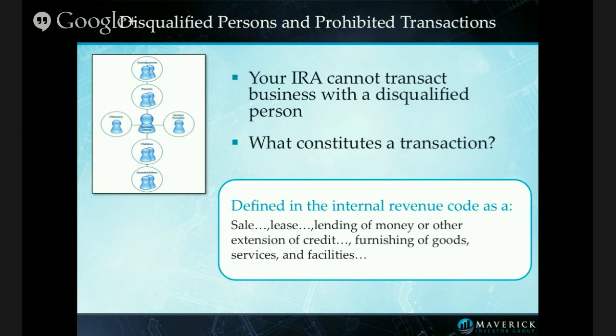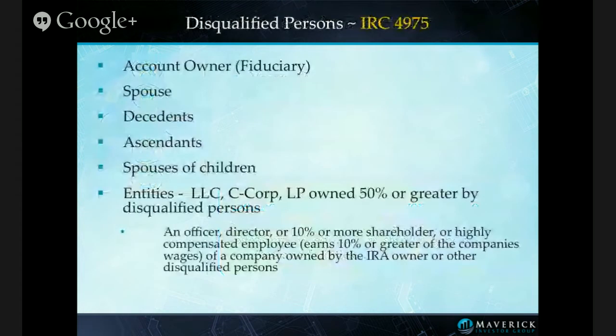But at that point, you no longer have all of these funds in a tax-sheltered environment. So who are these people? Well, that would be yourself. So your IRA can't buy a property that you already own today. Your spouse, descendants, ascendants, so basically I like to put it this way: parents, grandparents, children, or grandchildren, as well as spouses of those people.